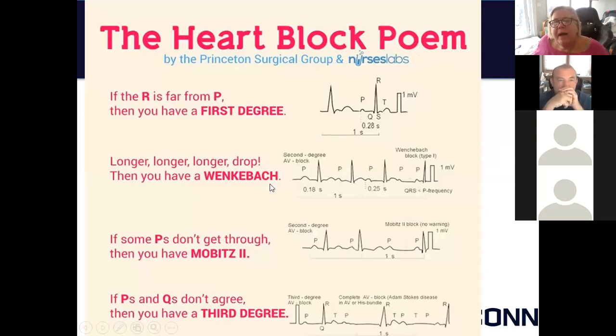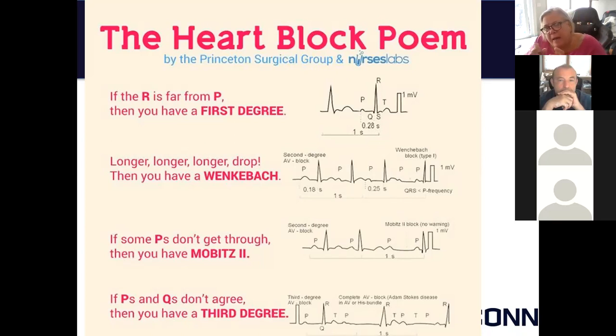Again, Wenckebach is the old name for Mobitz type 1, but if you remember this poem: if the R is far from P, then you have first degree. So again, it's implying you've got a P wave, you've got a QRS, they're just far away from each other. So you've got first degree. Longer, longer, longer, drop, then you have Wenckebach. Again, Mobitz type 1 is the current phraseology.